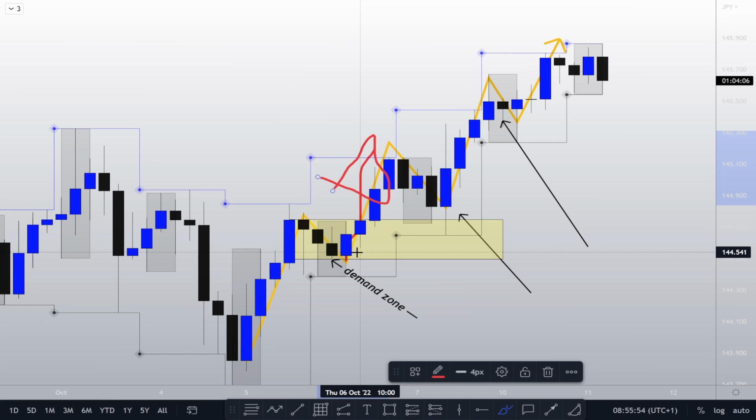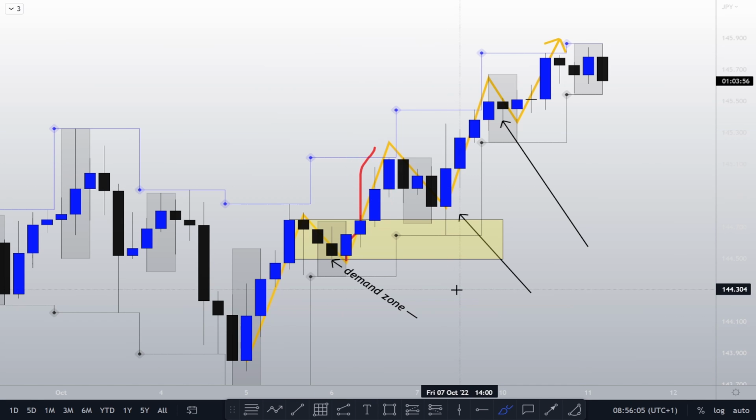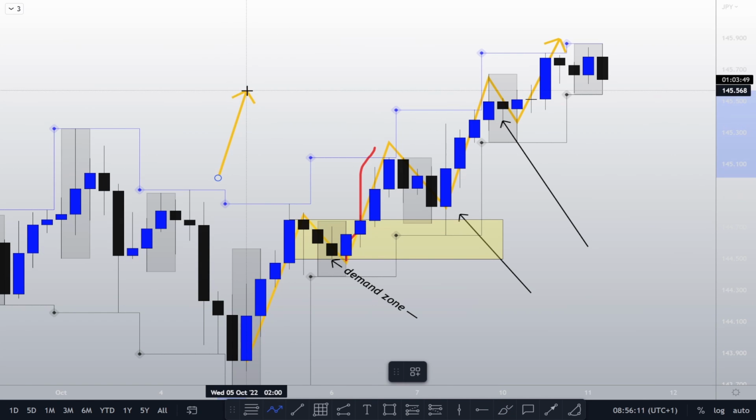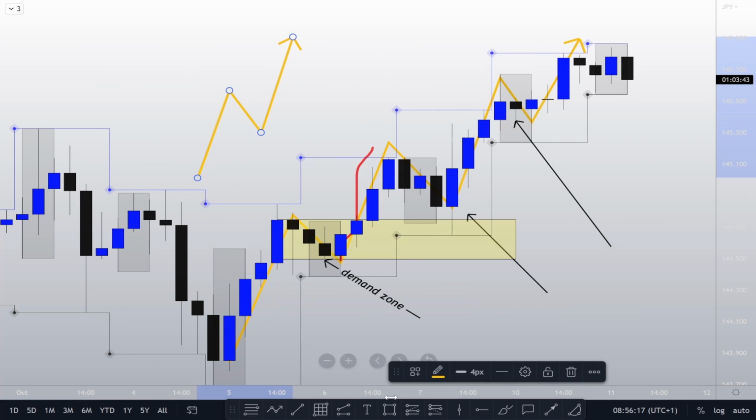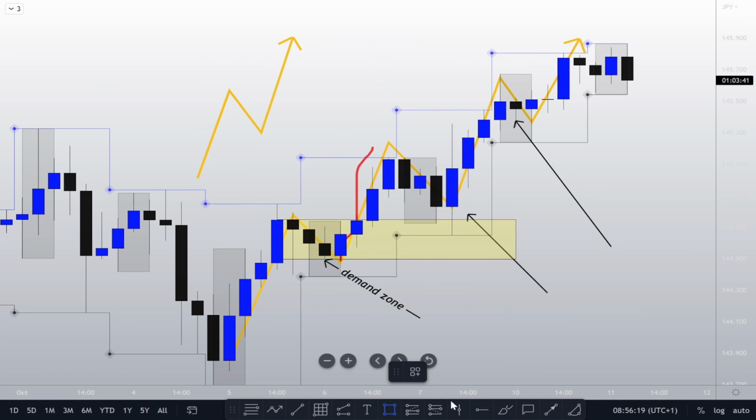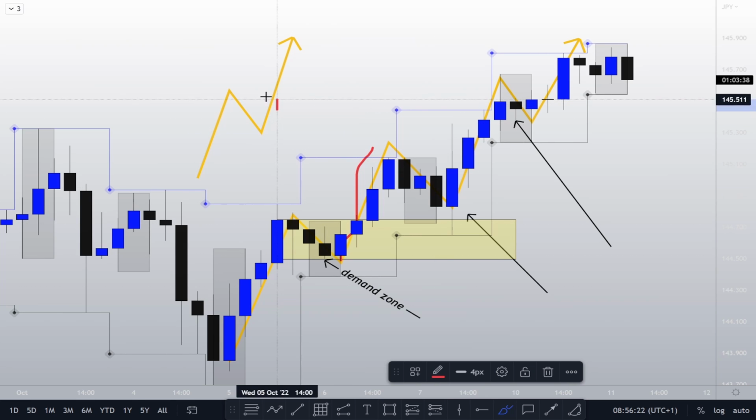That's where the buyers are based. That's where the buyers are waiting to push the price to the upside. That's how you identify where in the market the demand zones are. When you get an impulse, retracement, and another impulse in a bullish market, the buyers are going to be within the retracement. This is that area over here.